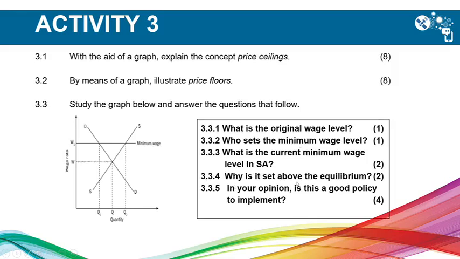Why is it set above the equilibrium? Why is it not set at this point, right? So it's not set here because that is too low, right? If people have to earn this amount of money, they're not going to be able to satisfy their basic needs and wants. So they want to make sure that people are able to earn a living wage, or at least enough money to satisfy their basic needs and wants.